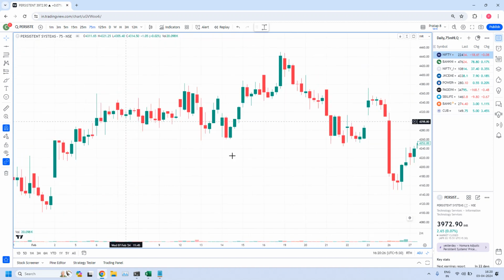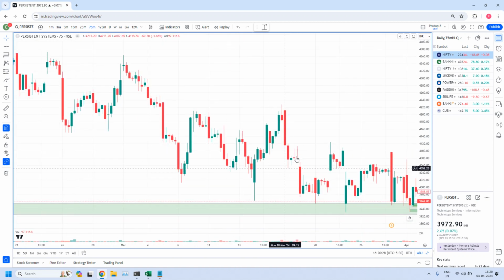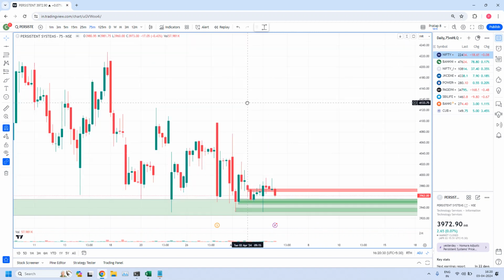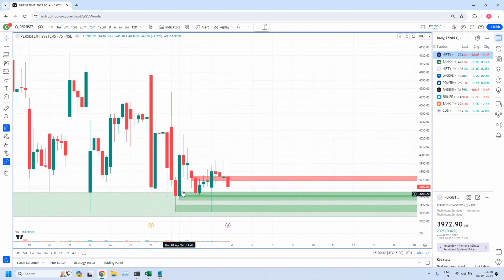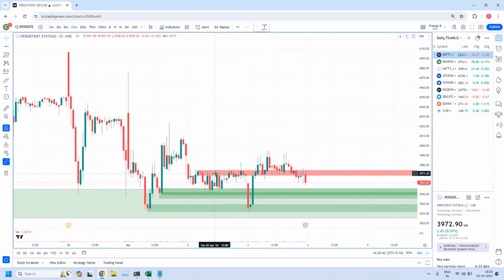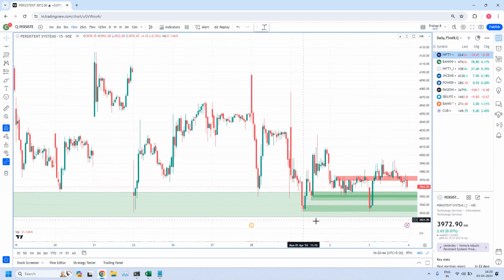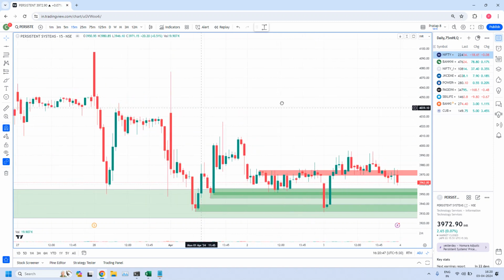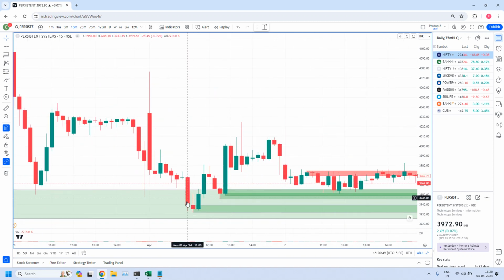Okay, now let's get into that. Let me say thanks to Swapnil, our subscriber, who identified this 15-minute zone which I missed from my analysis in this morning's video. So let me go to the 15 minute time frame. Within this 75 minute zone, we have several 15-minute zones. This is the one I have drawn: drop, base, rally. This is the one I missed.